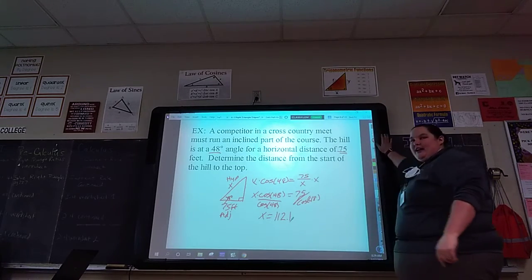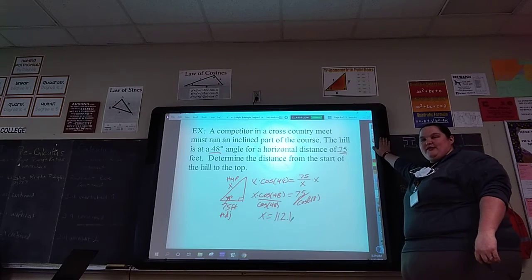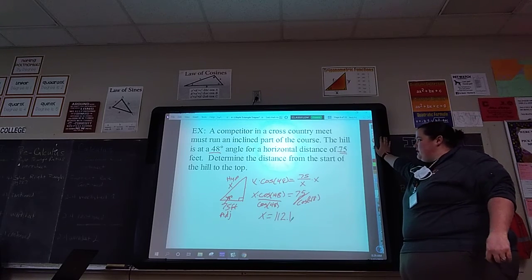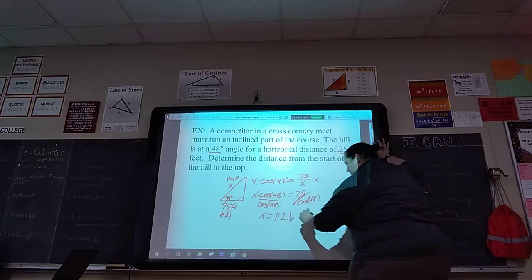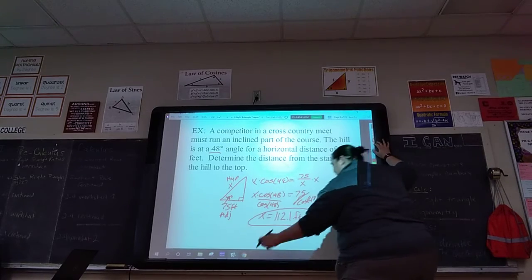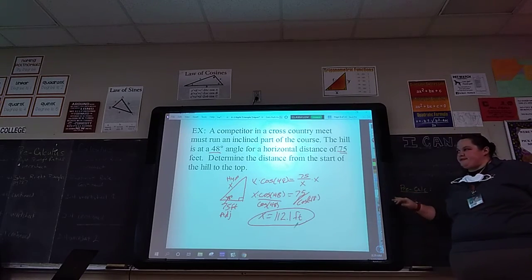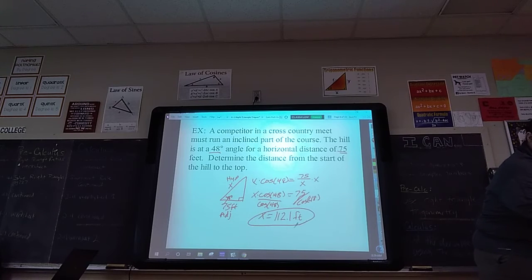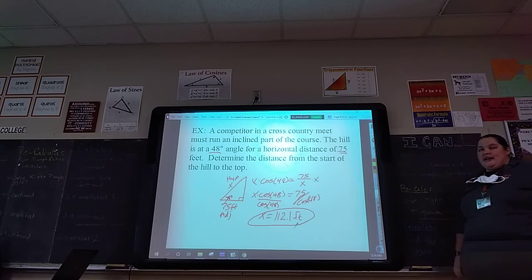This one we're actually talking about a situation, so I'm going to look for a label. What would our label be? Feet. Yep. Perfect. Alright. Questions so far? Alright, so that's how you can find a side, given an angle and an additional side. Now we're going to talk about how we can find an angle.